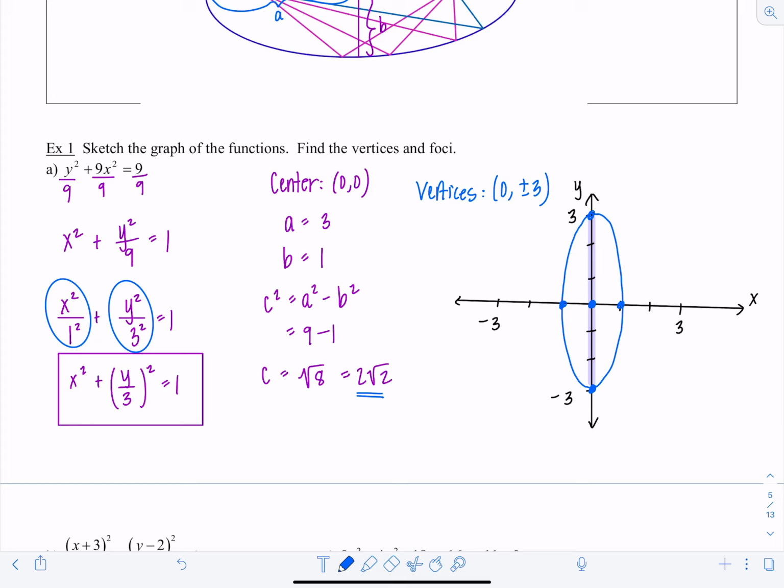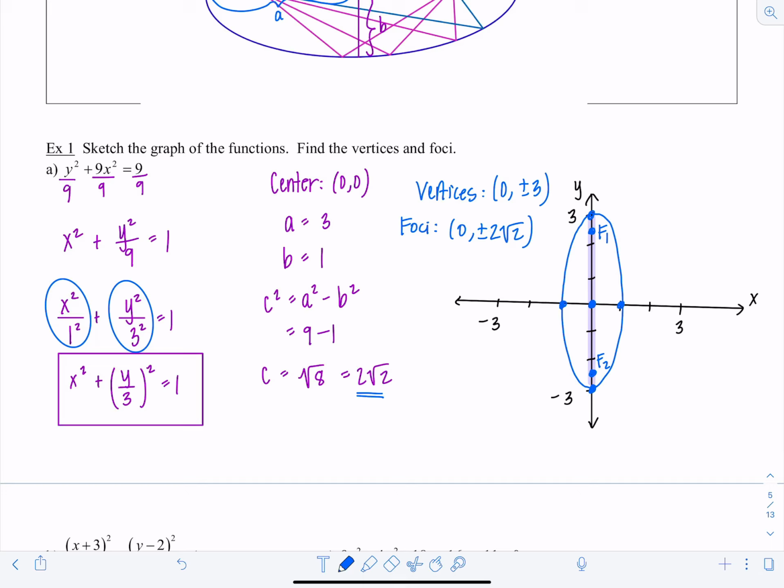Okay, so rad 2 is about 1.4, so if you double that, it's about 2.8. So here's a focus, here's another focus. I'll say this is F1, this is F2. So can you give me the coordinates of the foci? Well, it's at (0, plus or minus 2 rad 2). And there you go, we sketched the graph, we found the vertices and the foci.